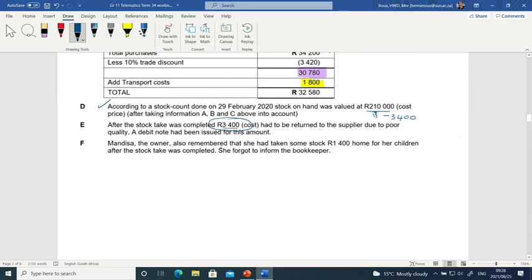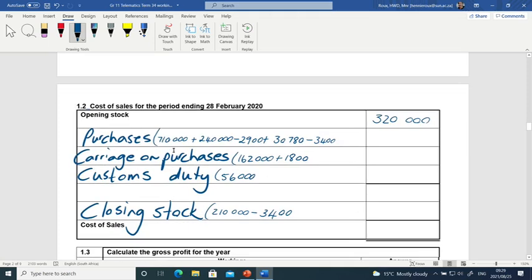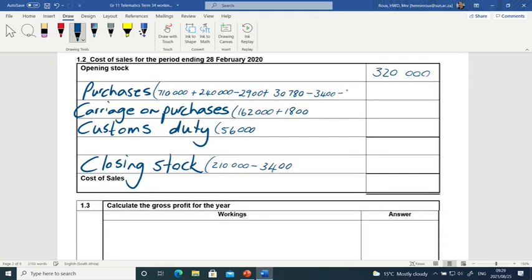And then the last information, F. Mandisa, the owner, also remembered that she had taken some stock, 1,400, home for the children, again after the stock take was completed, and she forgot to inform the bookkeeper. So that 1,400 must also be subtracted from the closing stock. We've counted, and after that, the stock decreased. And then we know when the owner takes, we debit drawings and we credit purchases. So purchases will also decrease. Purchases minus the 1,400 and closing stock also minus the 1,400.